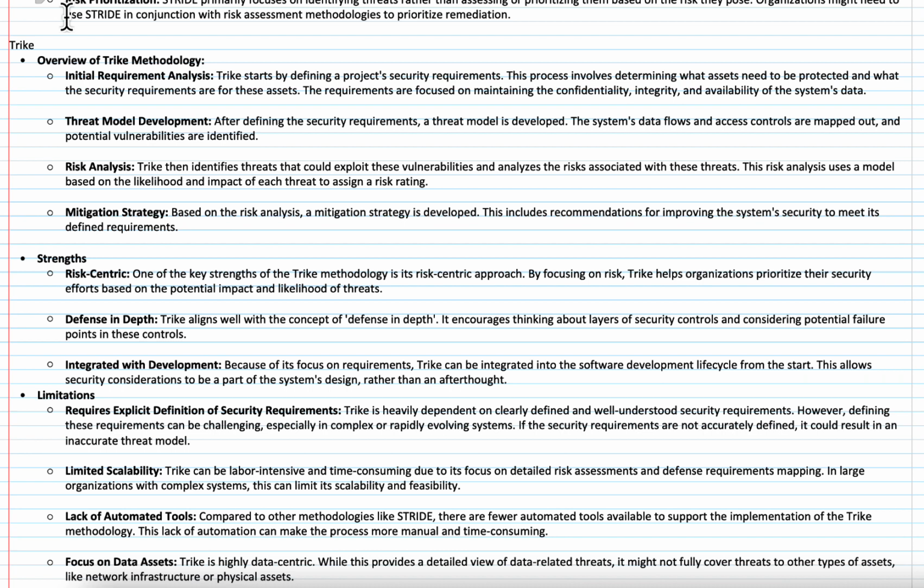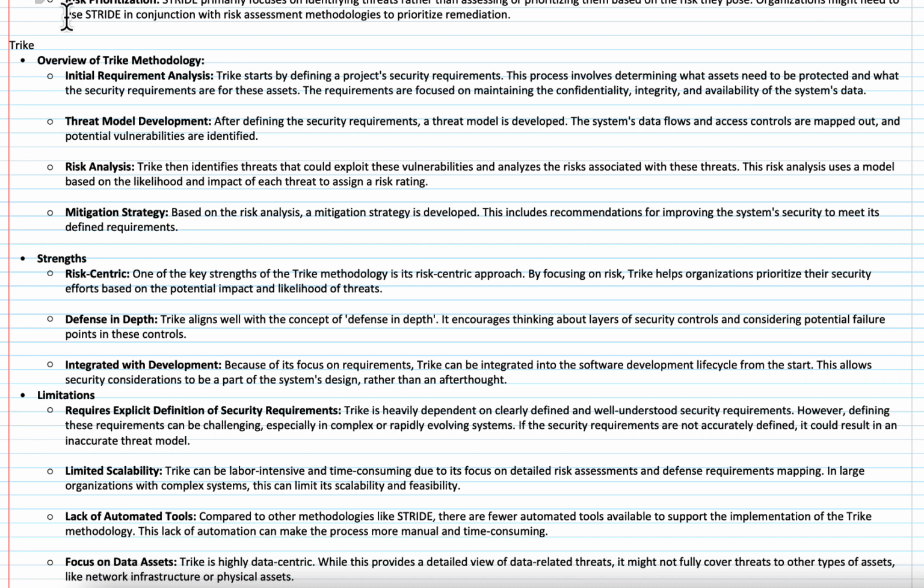So what is the difference with the Trike methodology? Now, Trike starts by defining the project's security requirements, and this is specifically set around a project and what needs to be protected and the requirements for that specific asset, okay? Now, it's focused on maintaining the CIA triad for that system's data. After you define the security requirements, then you develop the threat model specifically. This includes data flows, access controls. All of those are mapped out with the potential vulnerabilities associated with them. Now, you can see that it's a very methodical approach, and it deals specifically with the overall project that you're trying to accomplish. Then once you do that, you accomplish a risk analysis.